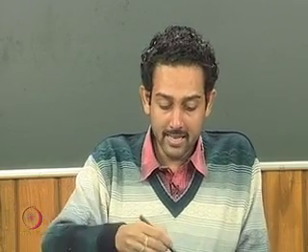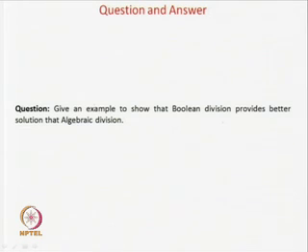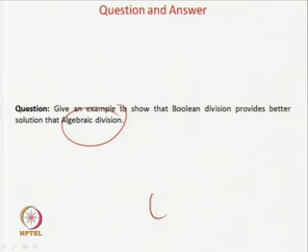Okay, so we just say: give an example to show that Boolean division procedures give a better solution than algebraic division. That is very important. Till now in the discussion, all the different types of expression divisions we have discussed are algebraic division. So what was the idea of algebraic division? If you have two terms, we should not have the same term x1 here and x1 in this. That is the idea. But if you allow this, then it will become a Boolean division.